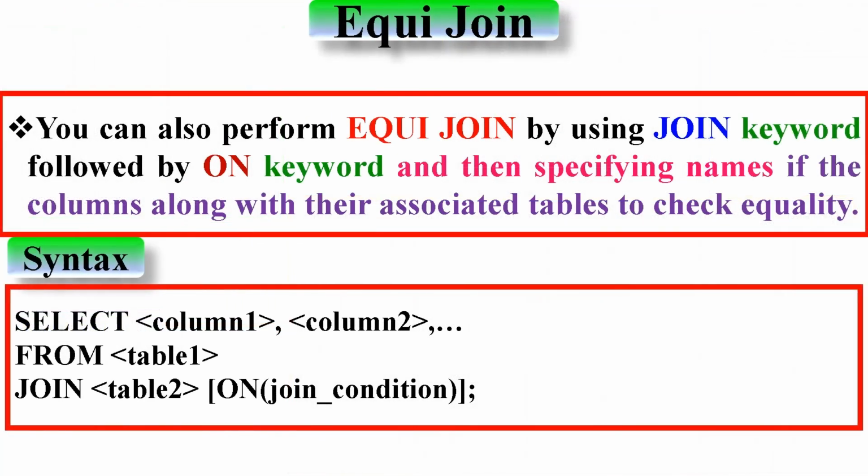You can also perform equi-join by using the join keyword followed by the on keyword and then specifying the names of the columns along with their associated tables to check equality. The syntax is select column 1, column 2 from table 1 join table 2 on join_condition semicolon.